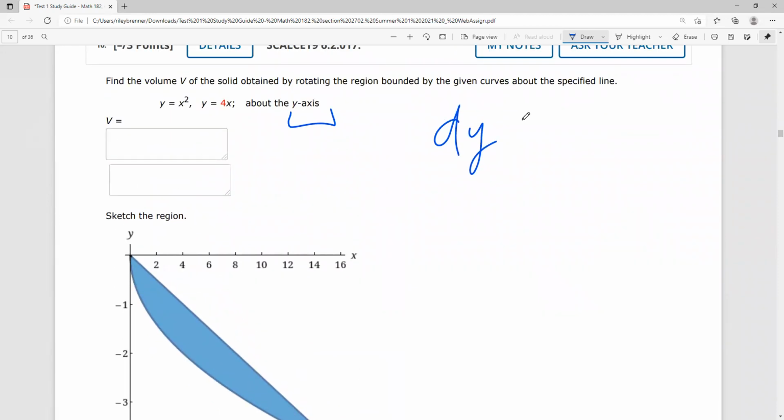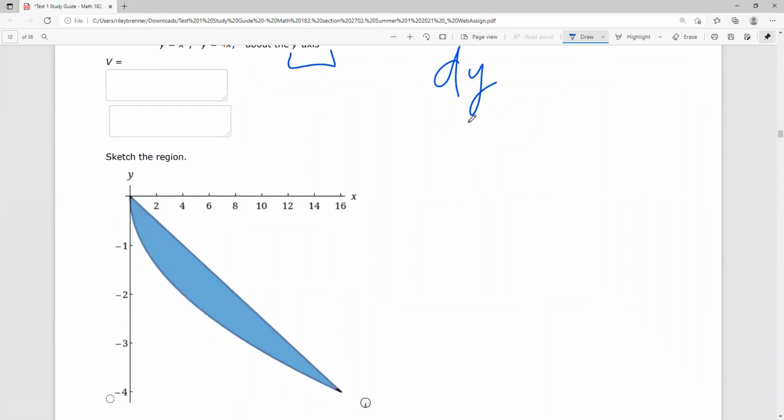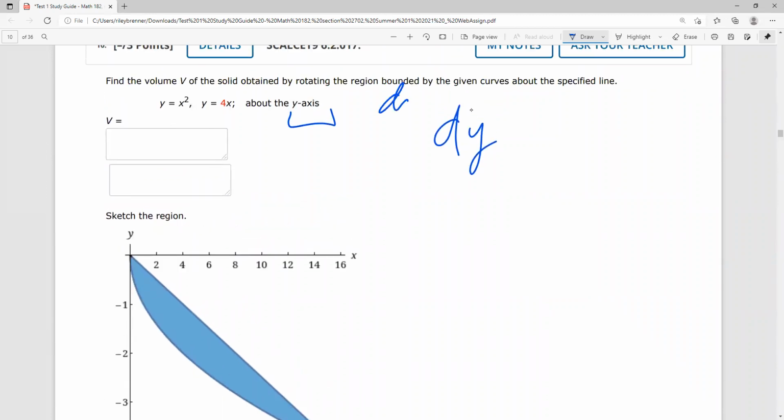We'll do washer method when they say to use washer method, but again, if you think washer method is easier to you, you can use it totally here. It'll give you the same answer. So there are multiple methods to get the same answer, but for now we're going to use disk method because we'll ignore washer until we need to use washer.